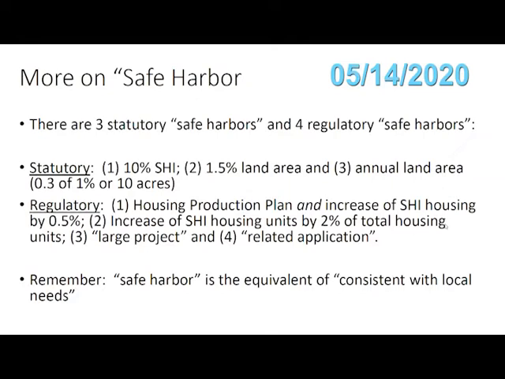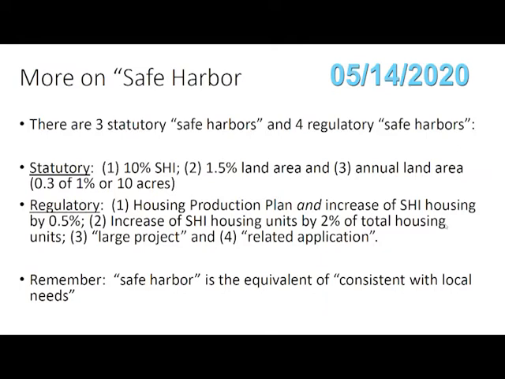The regulatory safe harbors are that the town has a housing production plan, and thereafter, after it's been approved by the Commonwealth, DHCD, the town builds subsidized housing inventory units to the tune of 0.5% per year, or the town increases its subsidized housing inventory by 2% of its total housing units, or the developer files what's called a large project, which is based on the town's population and the number of units that they apply for. Or fourth, the applicant was denied a non-40B project on the very same land that it now files for a 40B application within 1 year.